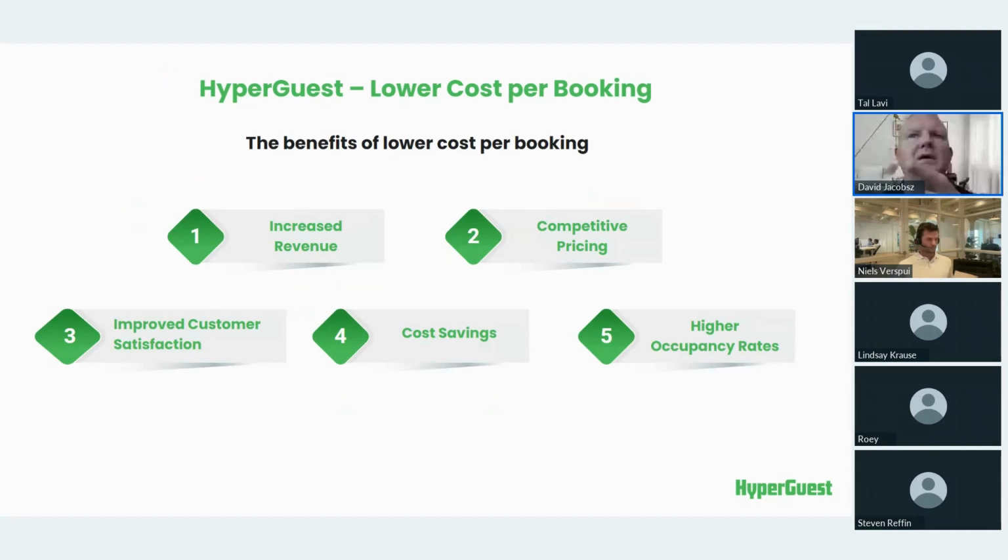Because you have already managed your cost per booking, you have lowered that cost to a point where you can now charge really competitively. You don't have to worry about all those additional costs, which potentially your competitors might still need to. So now with HyperGuest, for instance, you don't have to worry about that, and you can put out the base price into the market.